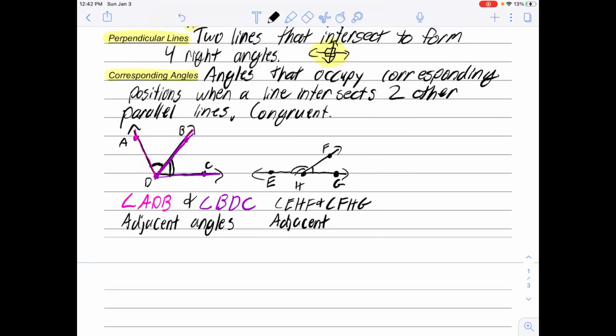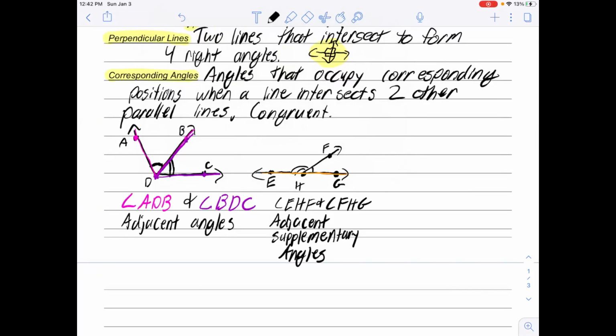They're also supplementary. I can tell they're supplementary because of this line right here. So these are adjacent supplementary angles. It's a big name, but that's what they're called. Adjacent, they're next to each other. Supplementary, they form 180 degrees. They form a straight line.